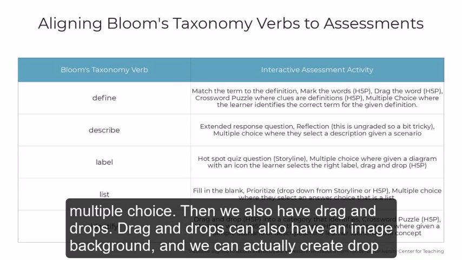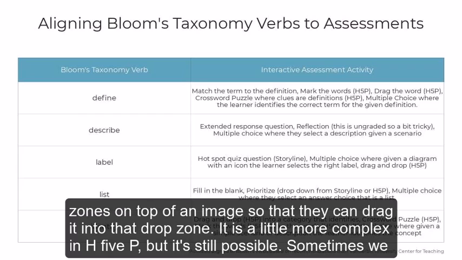Then we also have drag and drops. Drag and drops can also have an image background, and we can actually create drop zones on top of an image so that they can drag it into that drop zone. It is a little more complex in H5P, but it's still possible.